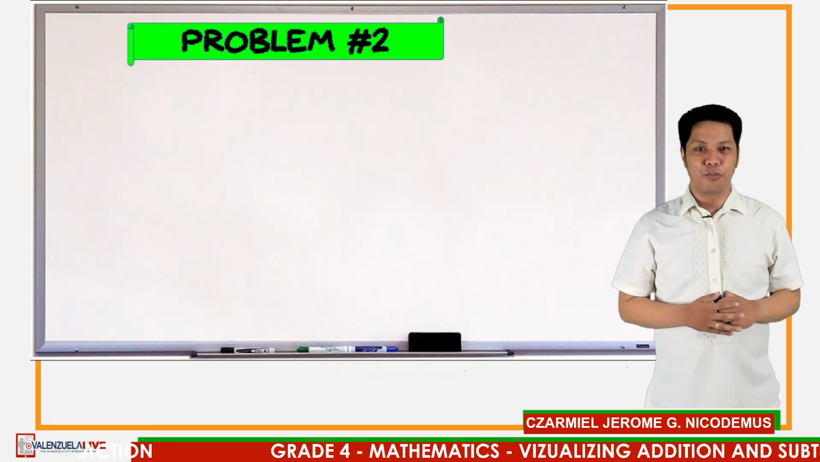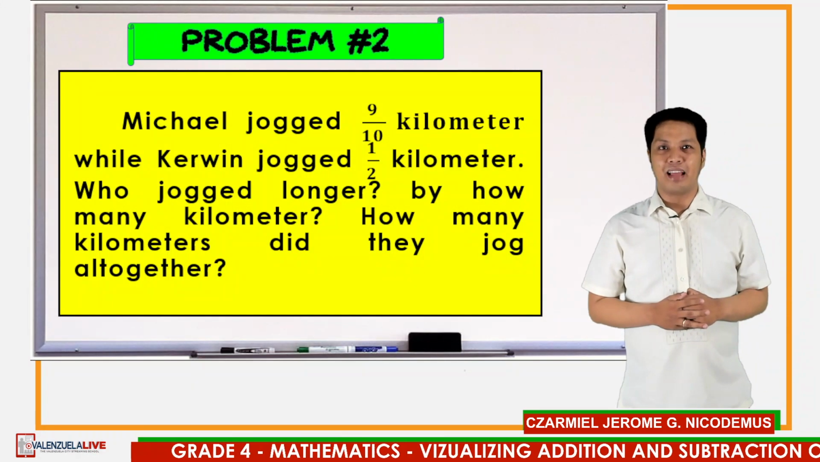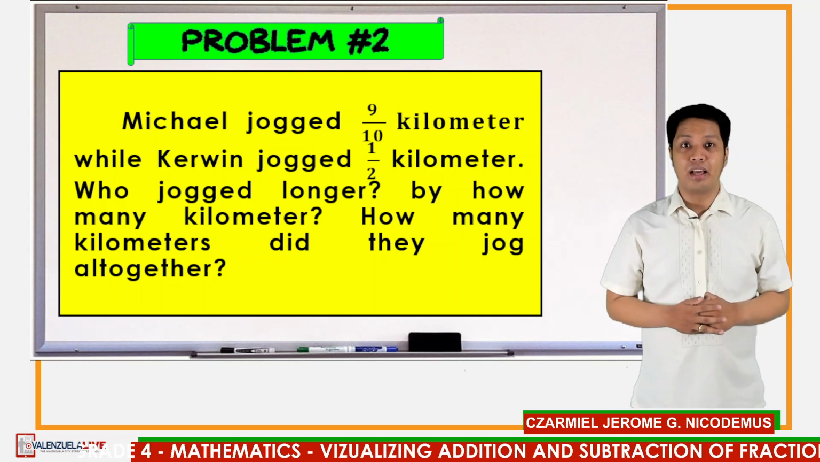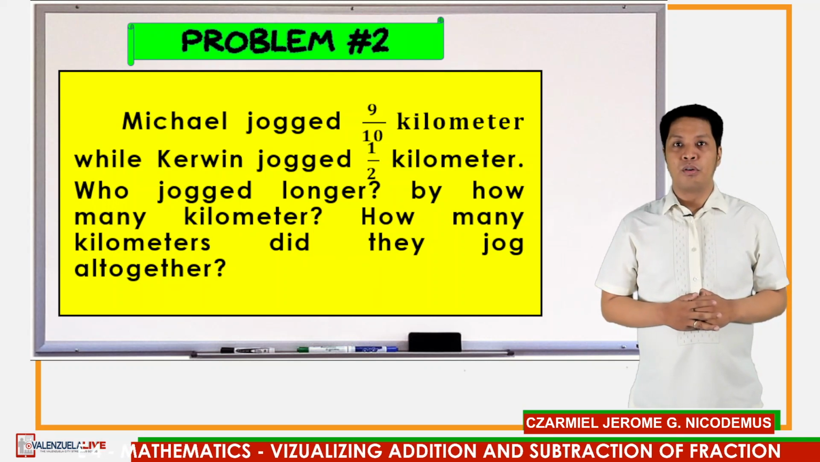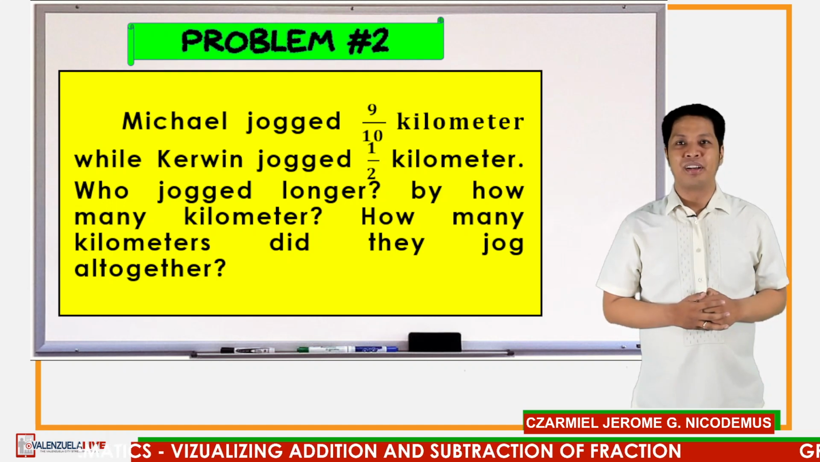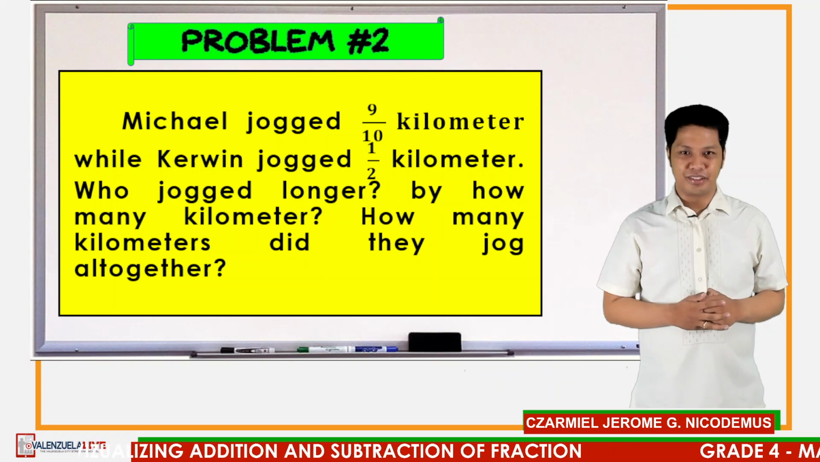Let us have another word problem. Michael jogged 9/10 kilometer while Kerwin jogged 1/2 kilometer. Who jogged longer? By how many kilometers? How many kilometers did they jog all together?